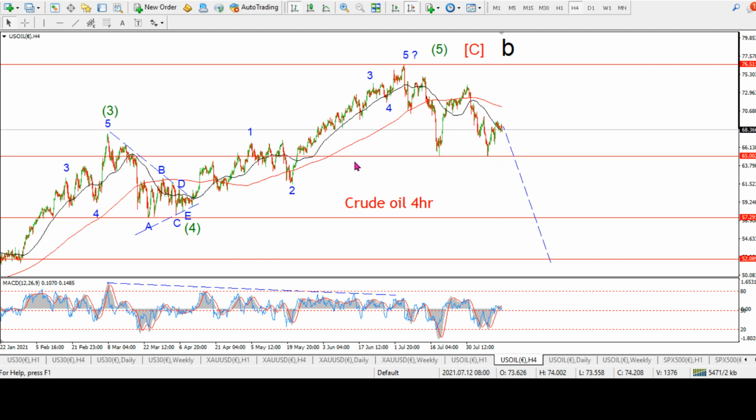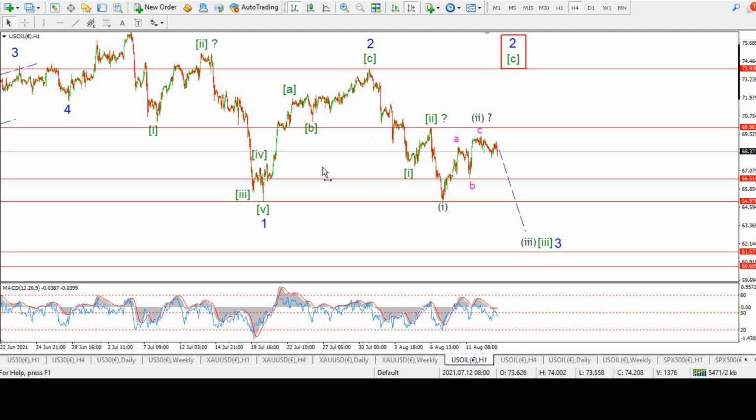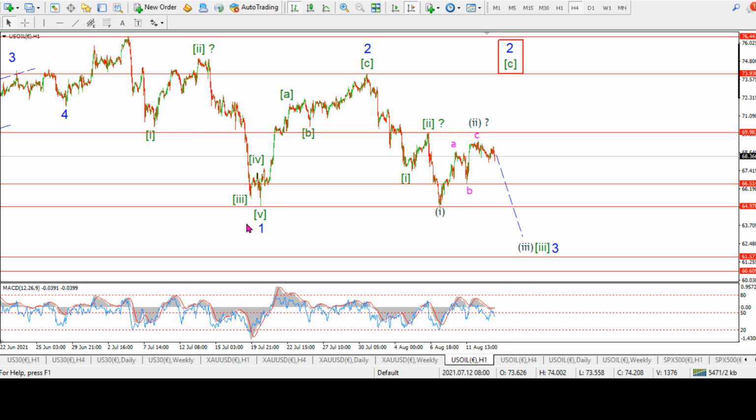Well, we have a double bottom in place anyway, in the area of 65. If we break through 65 again, I think we could probably say sayonara to crude oil. If we hold 65, then we're probably going higher. In terms of the hourly count, you can see here there is a solid main count and alternate count viewing the longer term direction as down.